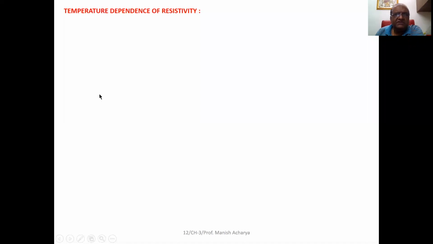Temperature dependence of resistivity. When we discussed resistivity, we discussed that as temperature increases, resistivity also increases. As temperature increases, the kinetic energy associated with the thermal motion of electrons also increases.